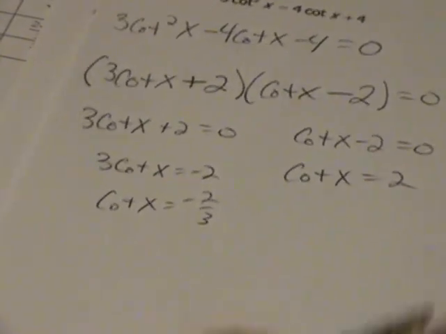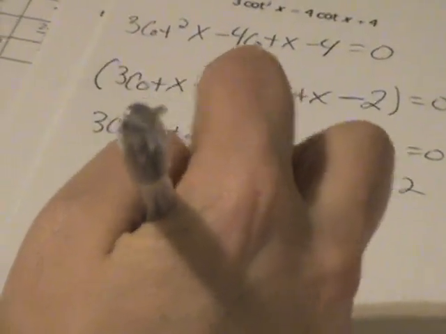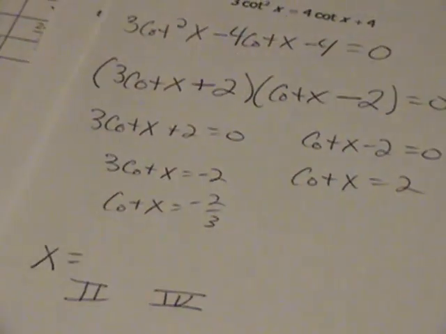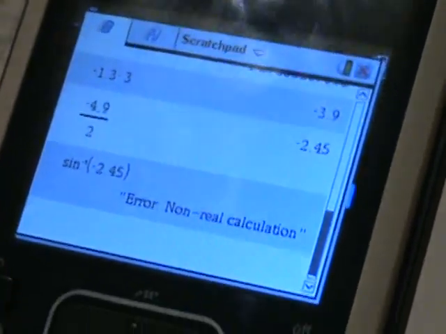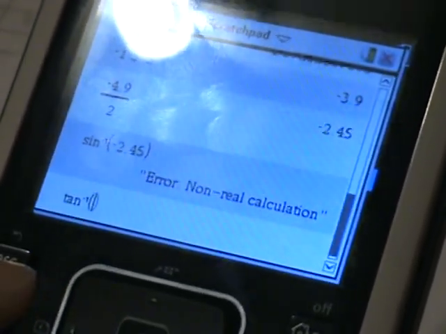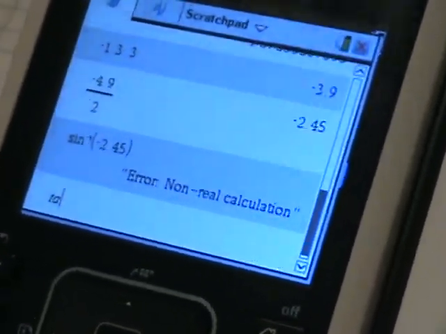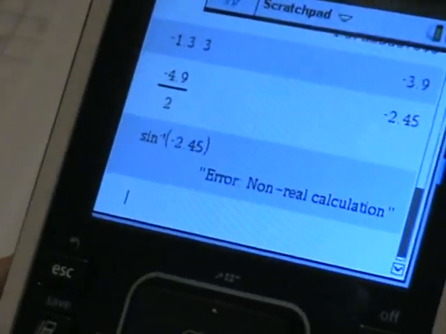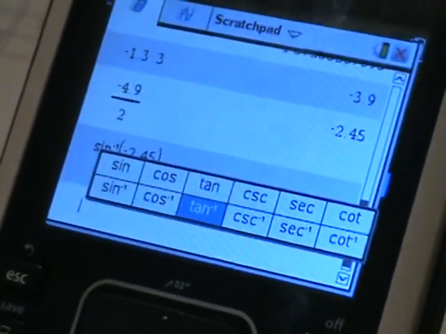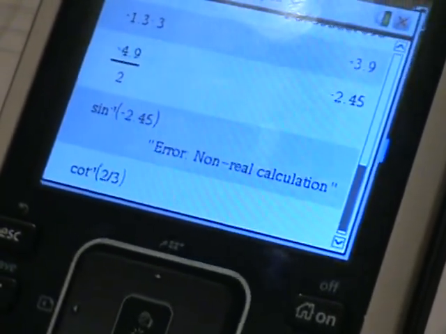So this one has a negative cotangent, so that one is going to be using quadrants 2 and 4. So we're going to go to the calculator. I'm going to go inverse tangent, and I don't type the negative. Whoops, not tangent, cotangent. Try again. Inverse cotangent. Don't type the negative because I'm getting a reference angle.